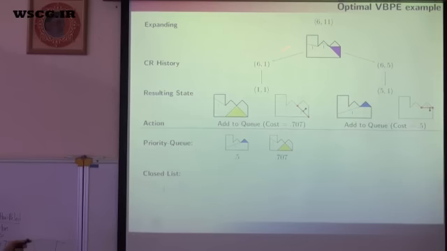So we start with this node. The 6 here tells us that we're in conservative region 6. It's this purple one, and then 1, 1 are the gap labels.